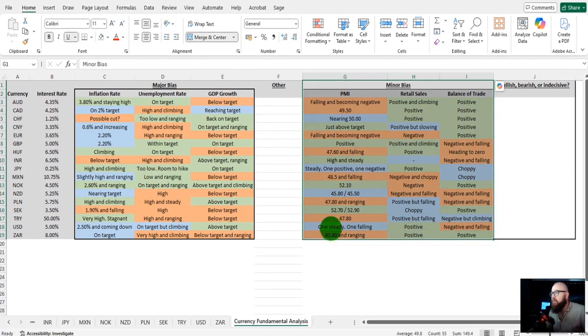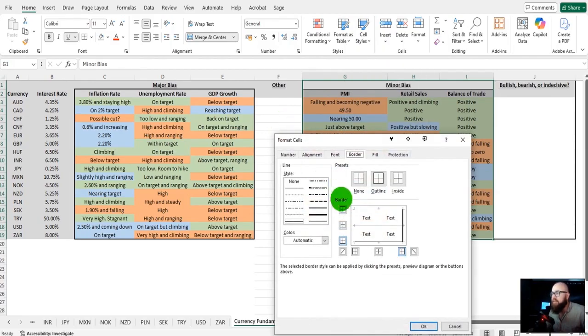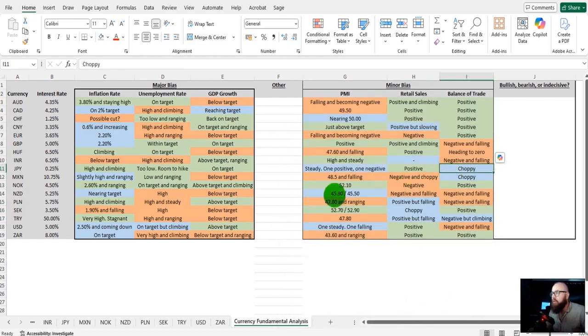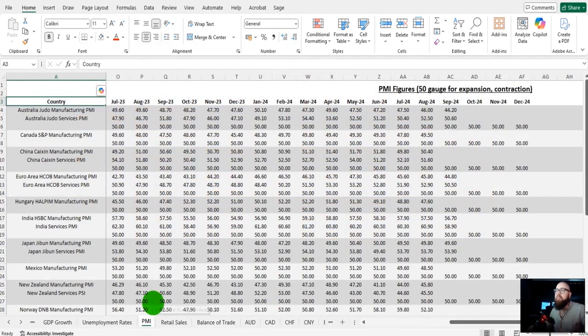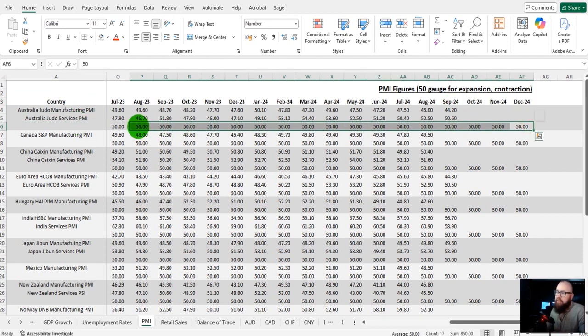There are other economic indicators that you can study. It's not just about these three: inflation, unemployment, and GDP growth. There are other tabs here, such as PMI, which I believe is the Purchasing Managers Index. Generally, economies have two sets of PMI figures, one for manufacturing, one for services. If the monthly PMI figure is above 50, that generally indicates expansion. If it's below 50, it can indicate contraction.